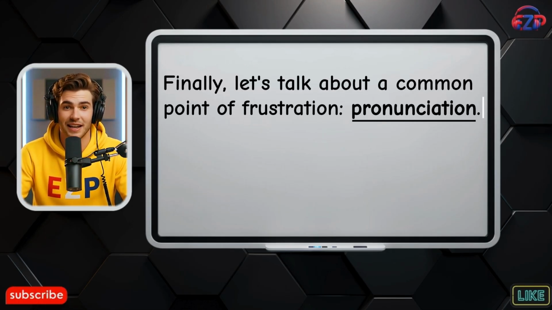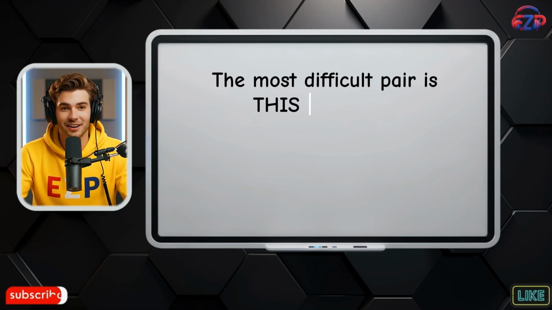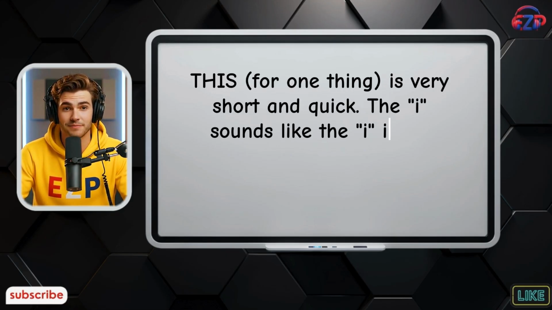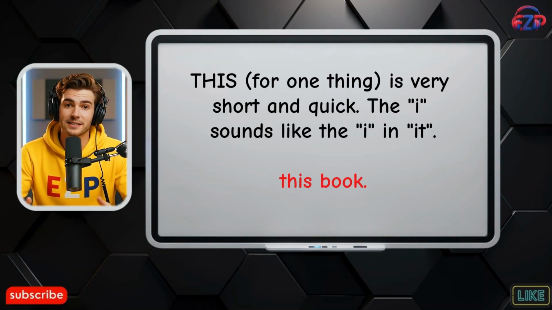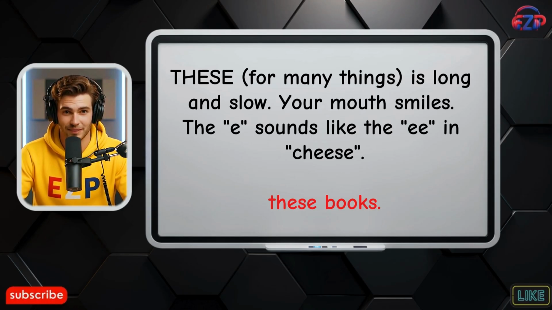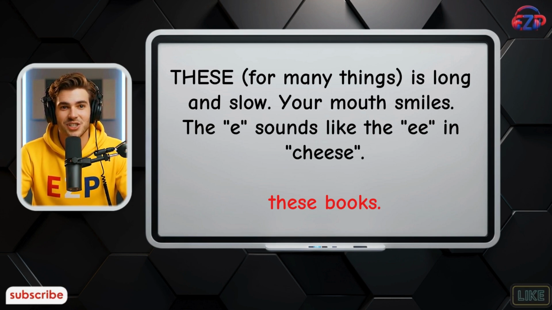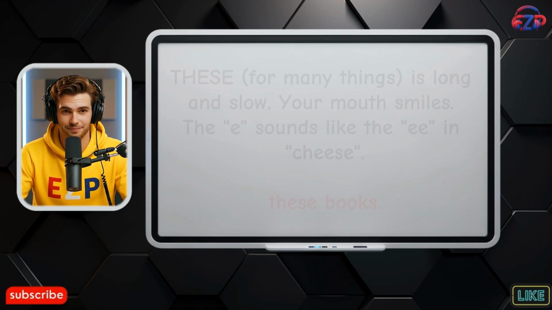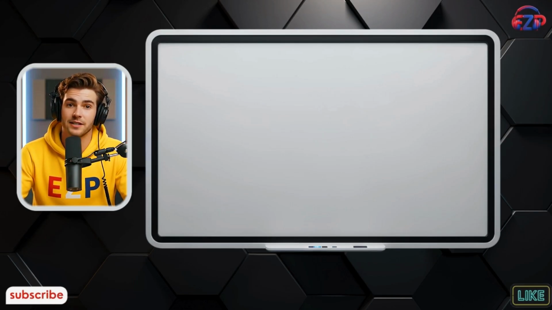Finally, let's talk about a common point of frustration: pronunciation. The most difficult pair is this versus these. This, for one thing, is very short and quick. The I sounds like the I in it. This book. These, for many things, is long and slow. Your mouth smiles. The E sound sounds like the E in cheese. These books. Mastering this sound is a key to clarity.